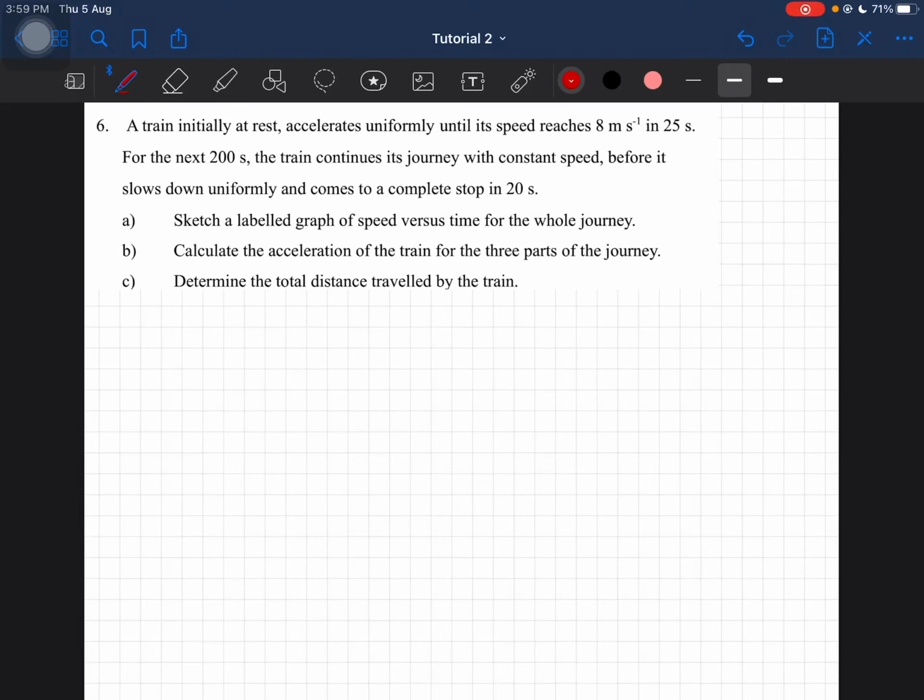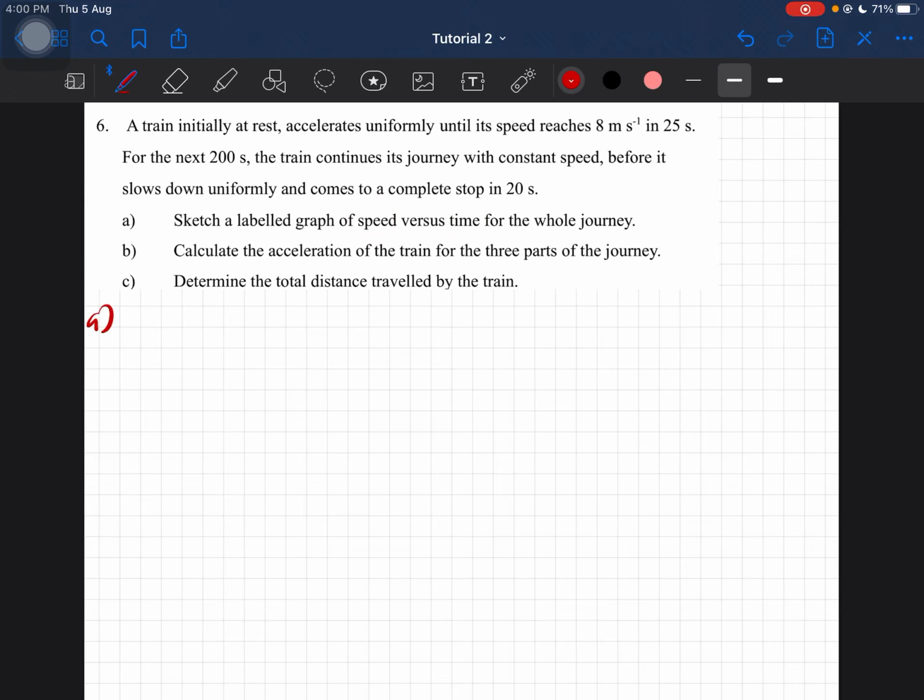Okay, let's do question 6. A train is initially at rest, accelerates uniformly until its speed reaches 8 meters per second within 25 seconds. For the next 200 seconds, the train continues its journey with constant speed before it slows down uniformly and comes to a complete stop in 20 seconds. So now we have to sketch a labeled graph of speed versus time for this whole journey.